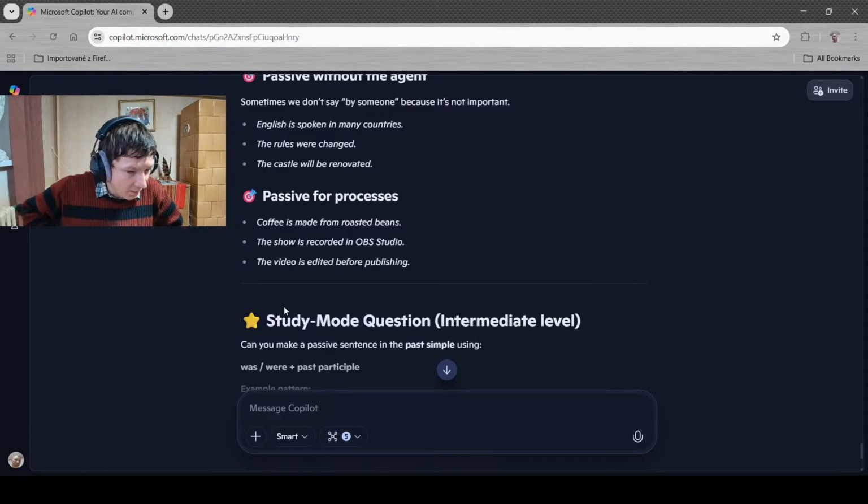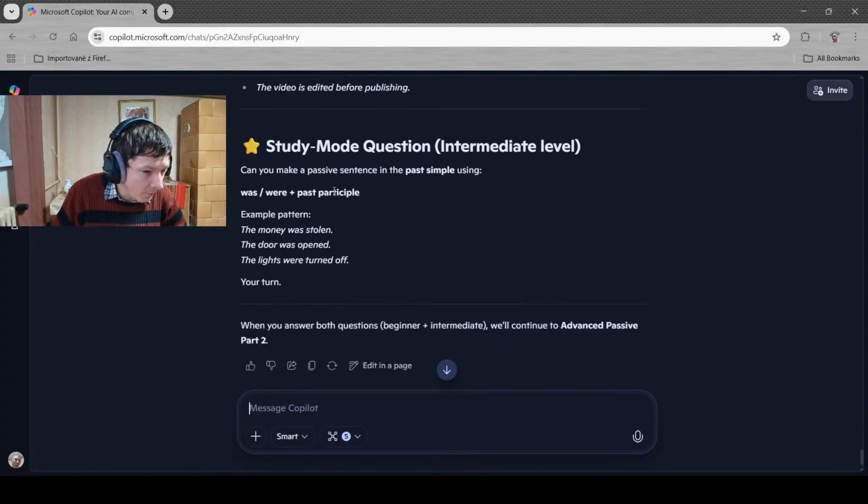Study mode question, intermediate level. Can you make a passive sentence in the past simple using was, were plus past participle? Yes, of course I know. When we continue to advanced passive part 2.